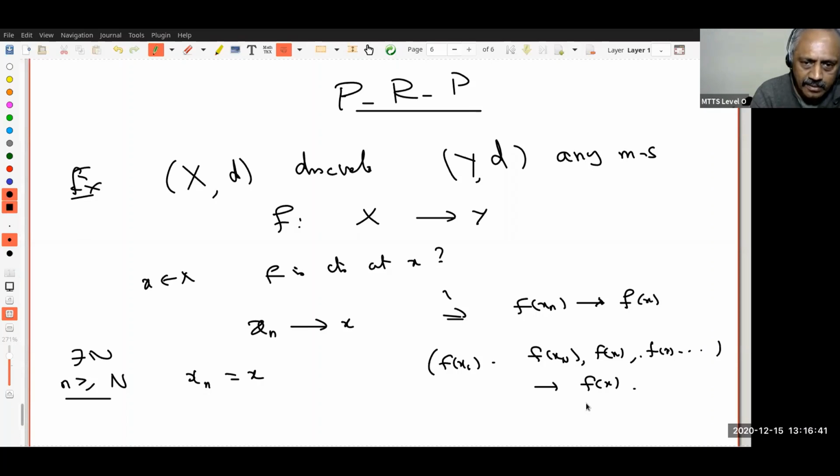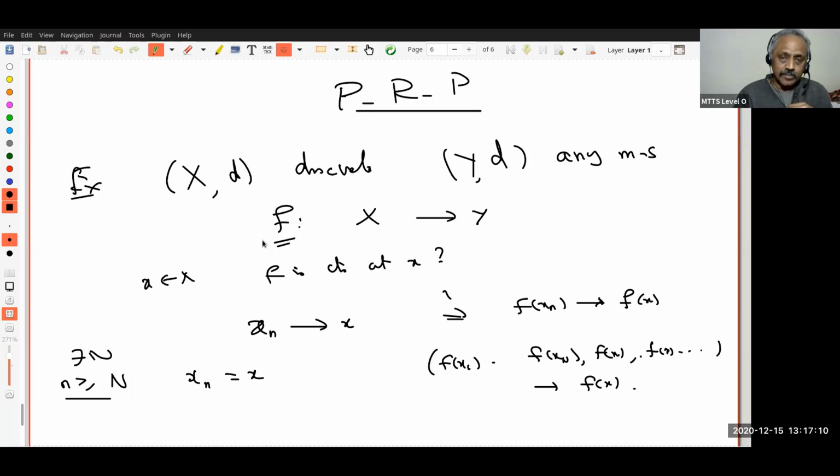Are you following? So what do you think I have proved? You start with any function f from a discrete space to any metric space. I do not know what Y is, what kind of a metric space Y is. But the only thing I know is X is a discrete metric space, right? And what do I know about f? Nothing. f is just a function from X to Y. And what do I know about x? Any arbitrary point of X. What do you think I have proved? f is continuous at x.